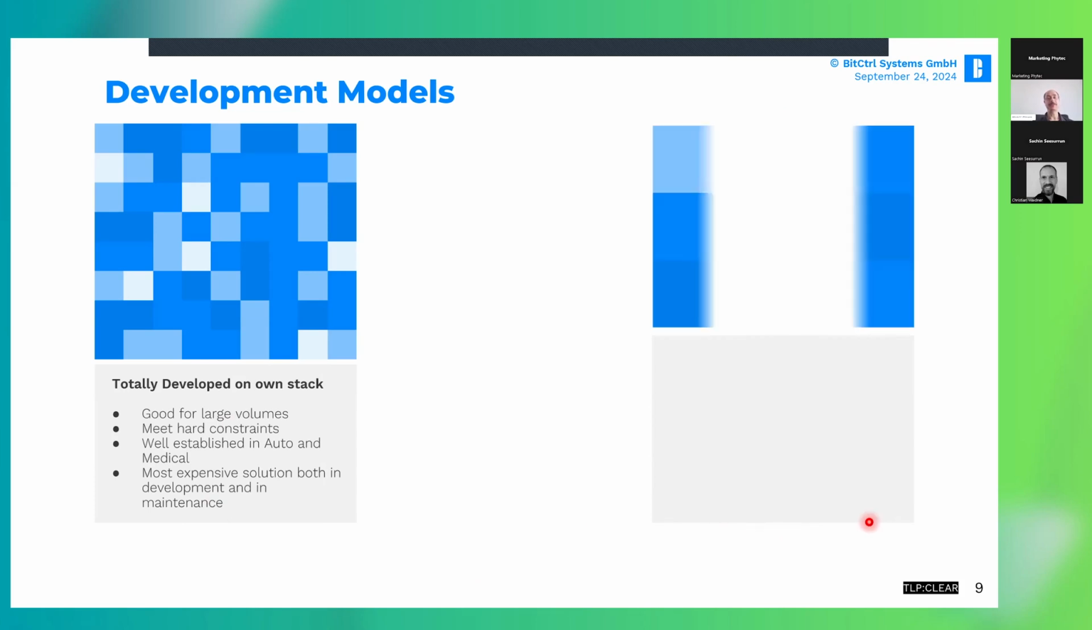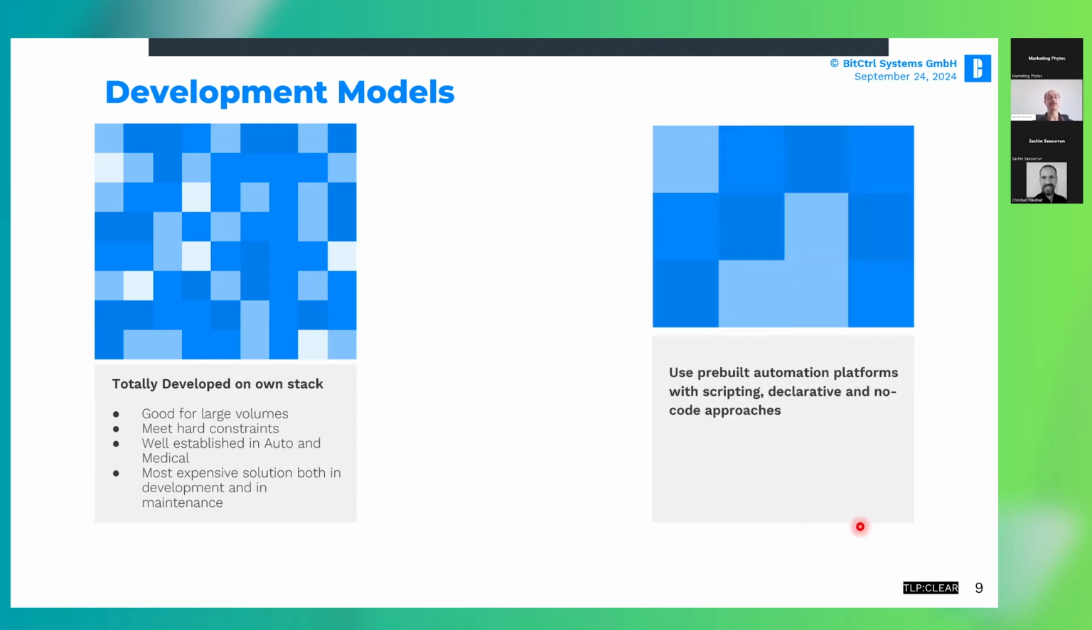The other extreme would be to just use pre-built automation platforms that offer you scripting and declarative and other no-code approaches. And that's good for small volumes and has the problem that the customization that you can achieve is limited because usually you do not have access to the operating system itself. But it's well established in the industrial space.